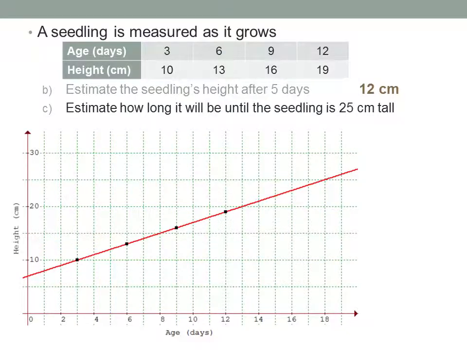And estimate how long it will be until the seedling is 25 centimeters tall. Draw a line across from 25 centimeters, then down from the line to the age axis, 18 days. It will take 18 days for the seedling to grow to 25 centimeters, assuming it keeps growing at the same rate, of course.